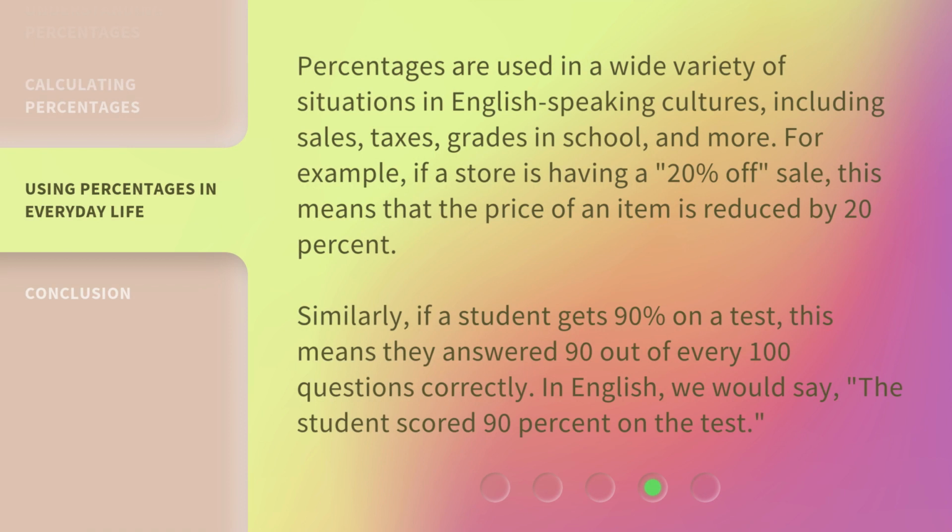Percentages are used in a wide variety of situations in English-speaking cultures, including sales, taxes, grades in school, and more. For example, if a store is having a 20% off sale, this means that the price of an item is reduced by 20%. Similarly, if a student gets 90% on a test, this means they answered 90 out of every 100 questions correctly. In English, we would say, the student scored 90% on the test.